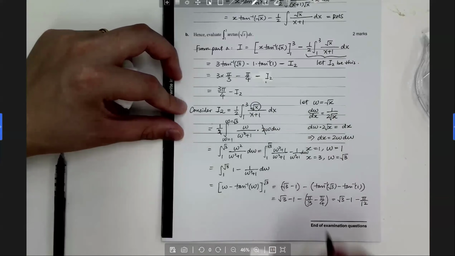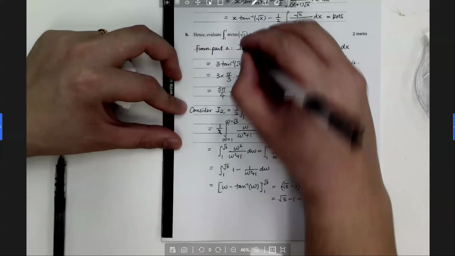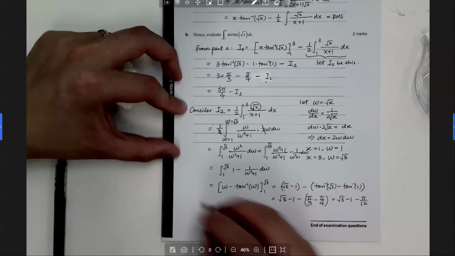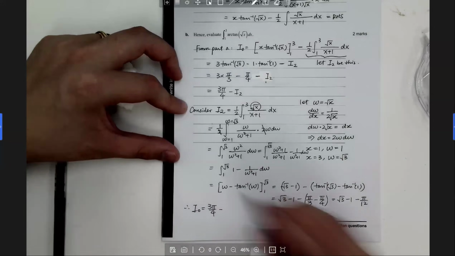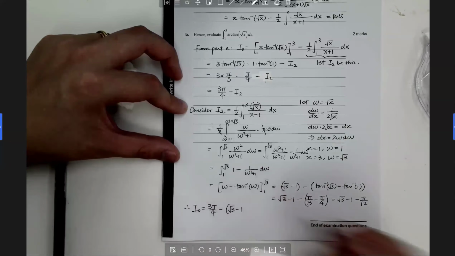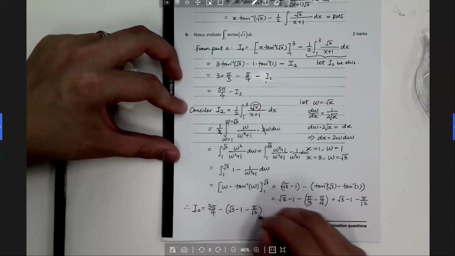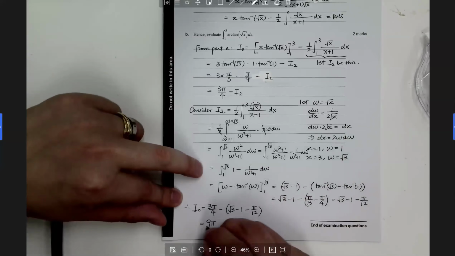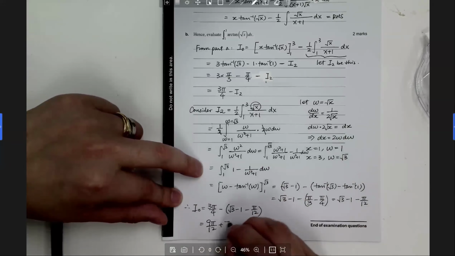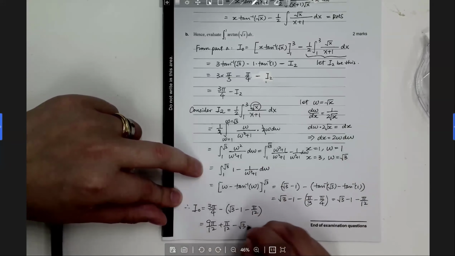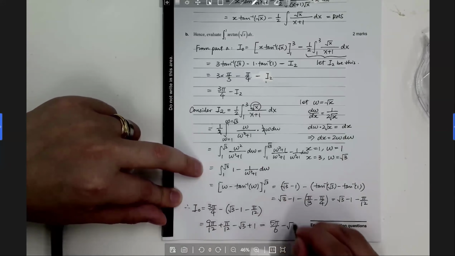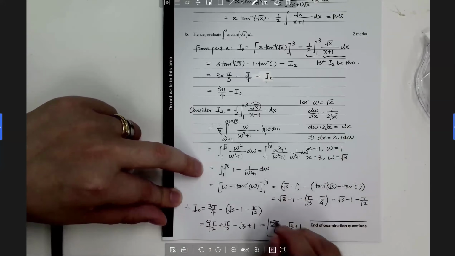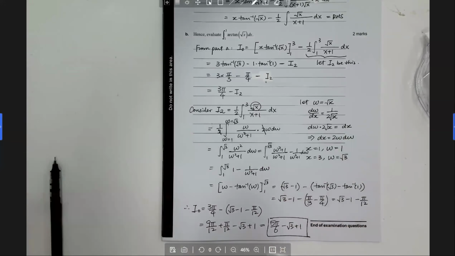And just be careful with the plus or minuses. Therefore, my initial I naught equals 3 pi on 4 minus I2. That is minus root 3 minus 1, take away pi on 12. So you actually get 9 pi over 12 plus, minus minus plus, pi on 12 minus root 3 plus 1. Eventually it's 10 pi over 12, which is 5 pi over 6 minus root 3 plus 1. Okay, so that's the problem solved.